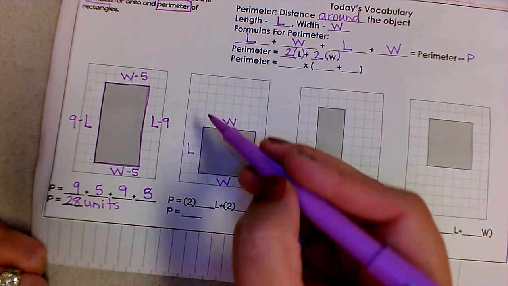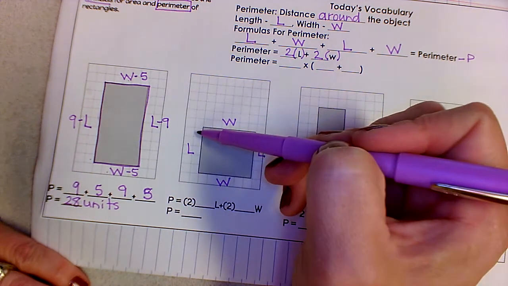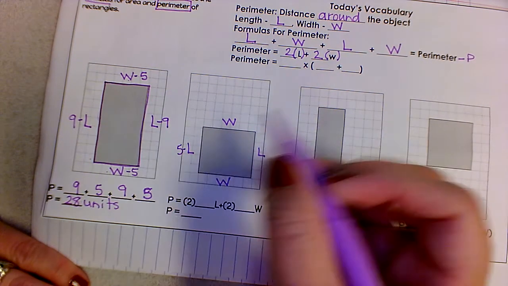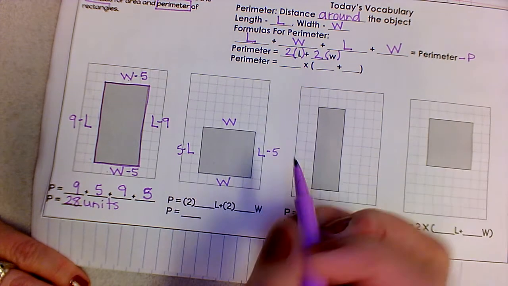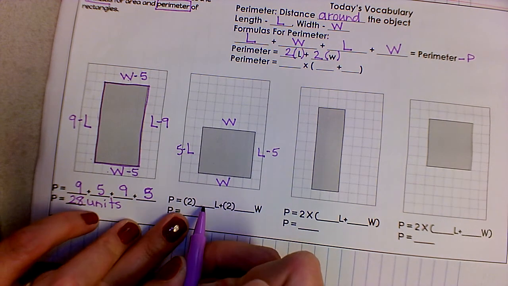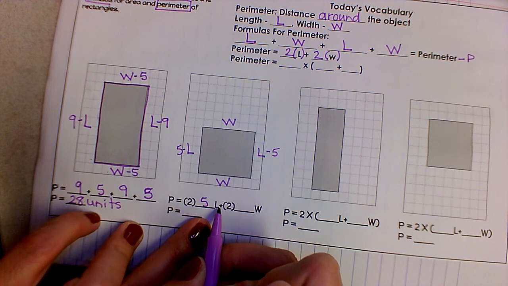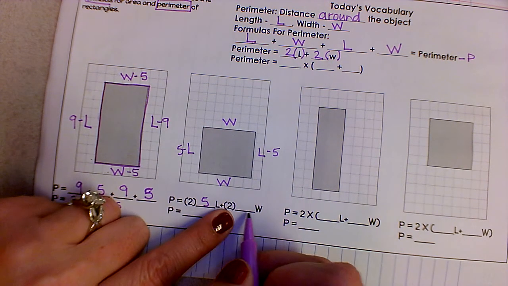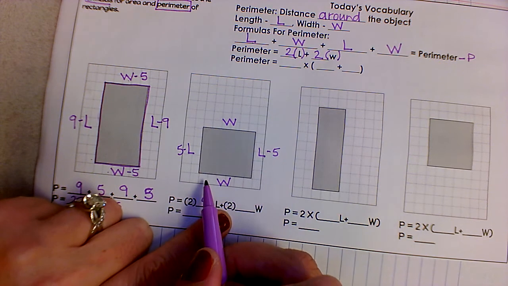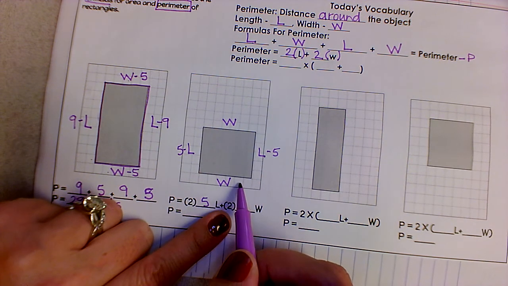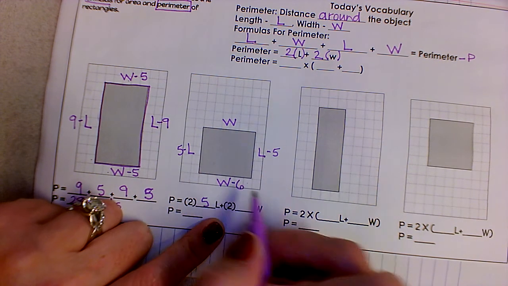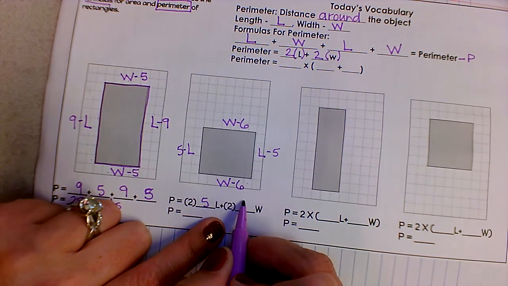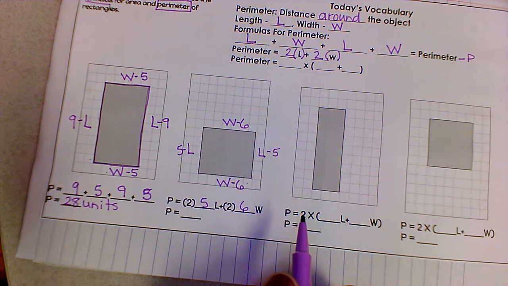Well, I still have to figure out what are the units for each length. So here we go. We got 1, 2, 3, 4, 5. So this one is 5, which I know makes this one 5. So I'm going to do 2 times 5, right? Okay, so 2 times 5 plus 2 times, well, what's my width? I don't know that yet, so let's find out. 1, 2, 3, 4, 5, 6. My width is 6, and I know that stays the same for each of those, so it's 2 times 6, because that's my width, okay?